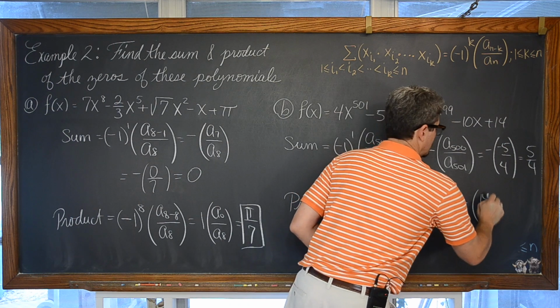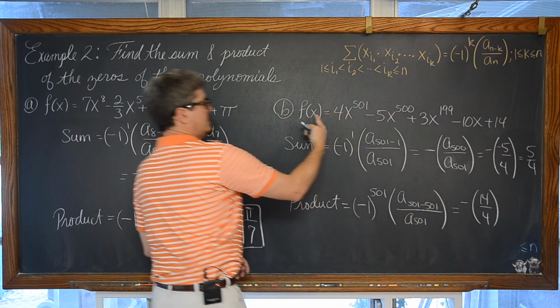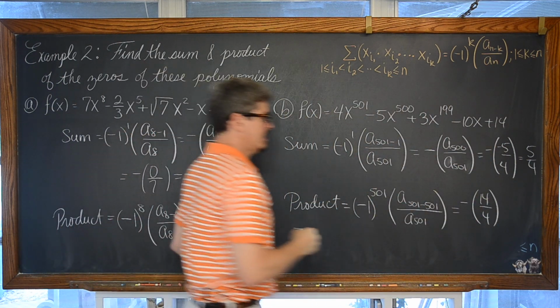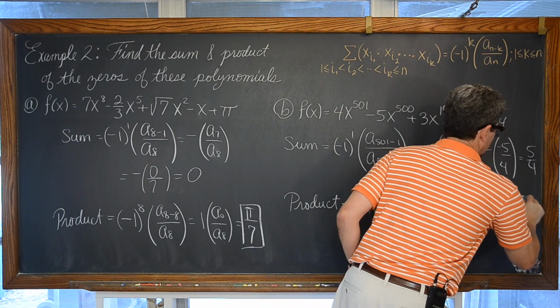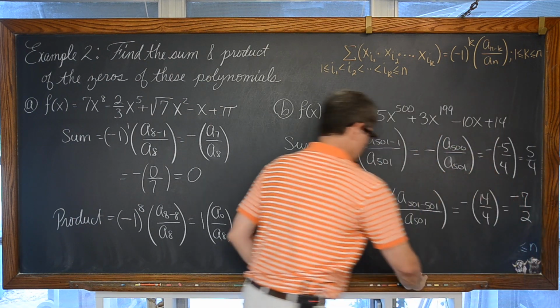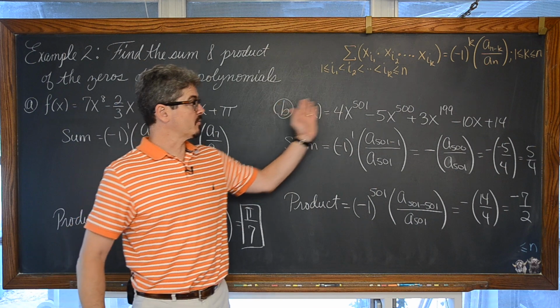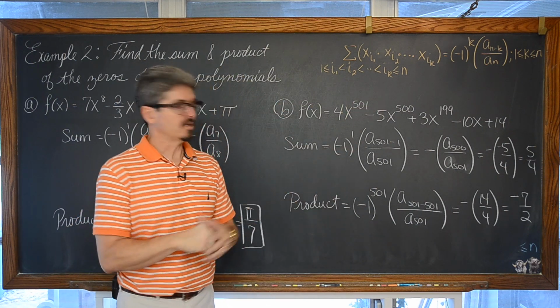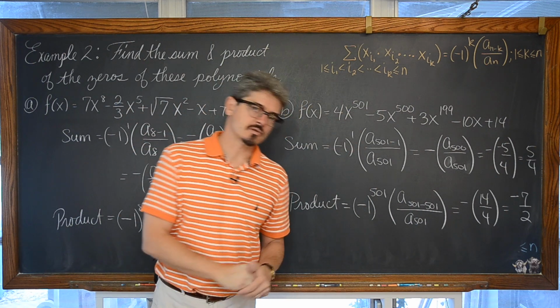So we're looking at negative 14 over our leading coefficient of 4. So we're looking at negative 7/2 for the product of all of the roots of this polynomial without even knowing what those individual solutions are.